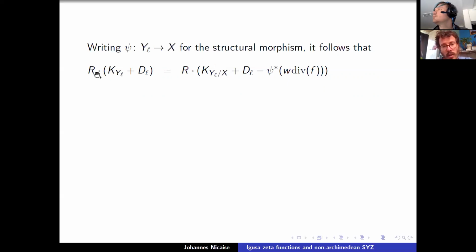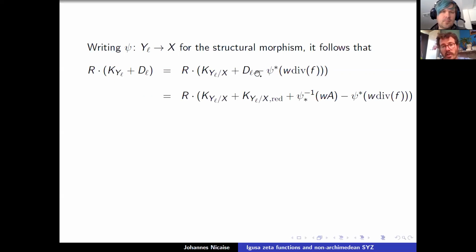So we're computing relative intersection products over X. R is a relative curve class over X. So this means that the intersection product doesn't change if I change the second factor by adding pullbacks of divisors from X. And so in this way, I can change K_{Y_L} into the relative canonical divisor by subtracting the pullback of the canonical divisor of X. And I can also subtract the pullback of W times the divisor of F. So the intersection product doesn't change.